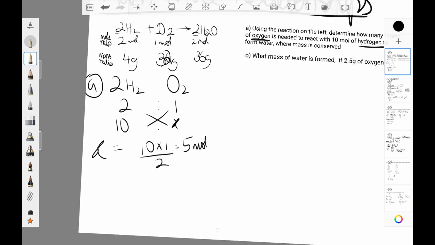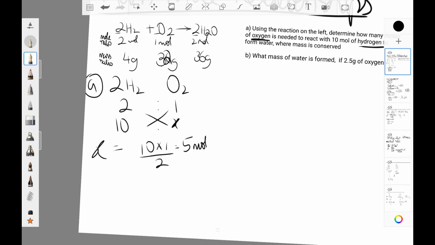What this means is that 10 moles of hydrogen will react with 5 moles of oxygen to maintain the reaction above, in a sense. If that makes sense. I could have phrased that better.